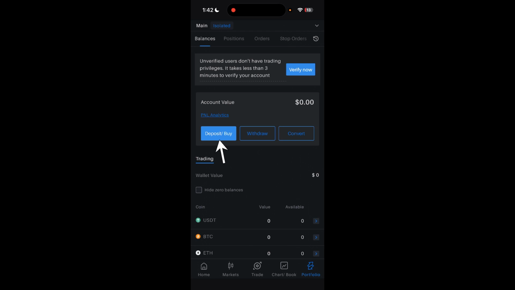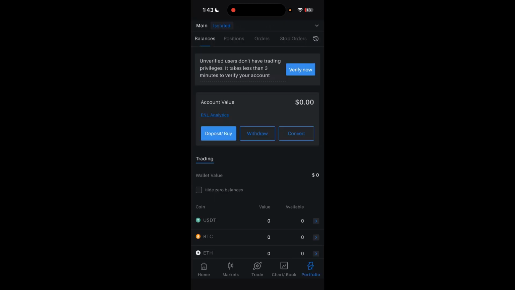Before you can start trading, you need to deposit cryptocurrency into your account. Tap on Deposit or Buy and choose the cryptocurrency you want to deposit, for example USDT or BTC, and copy the deposit wallet address and send funds from your external wallet, and the blockchain confirms the transaction. And you can also go to this Trade on the bottom.